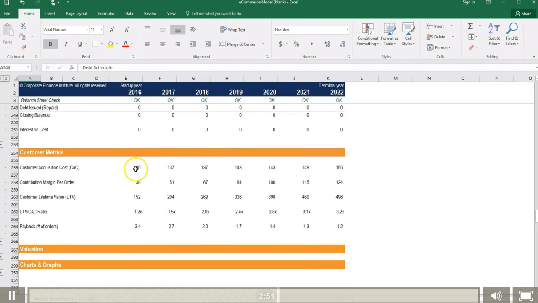Customer metrics, we've calculated our acquisition cost, contribution margin per order, and that feeds into the lifetime value. We get a pretty healthy LTV to CAC ratio out in these back years here. And as you see, the payback drops significantly where we're almost recovering the cost of acquiring a customer on the first order, but definitely have recouped all that cost by the second order.